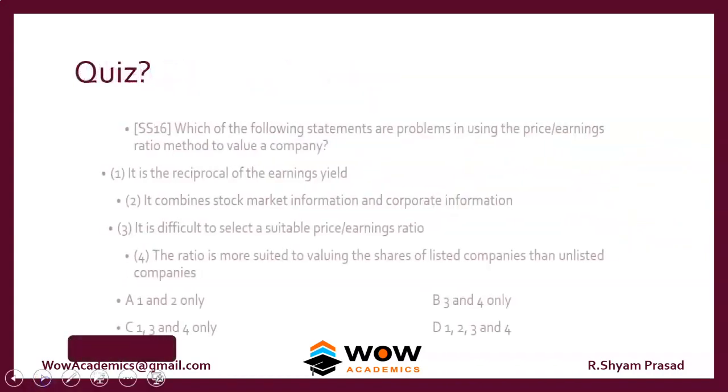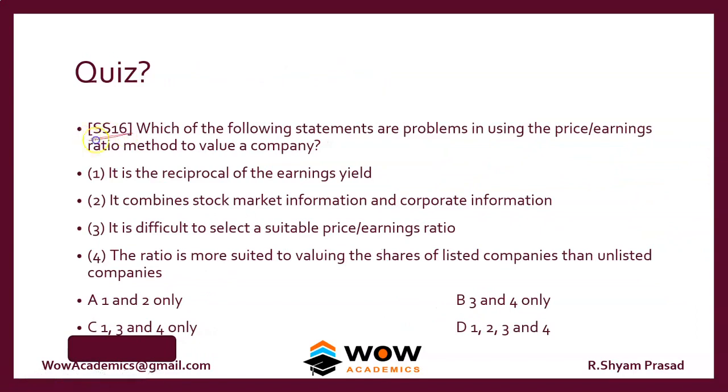So now we'll have a quiz. This is a specimen 16 examination. Which of the following statements are problems in using the PE ratio method to value a company? So he's asking what are the problems. It is a reciprocal of the earnings yield. Is it right? Yes. So the PE method is a reciprocal of the earnings yield method. This we will see later when we are discussing earnings yield. So this is true, but this is not the answer because he's asking for a problem.